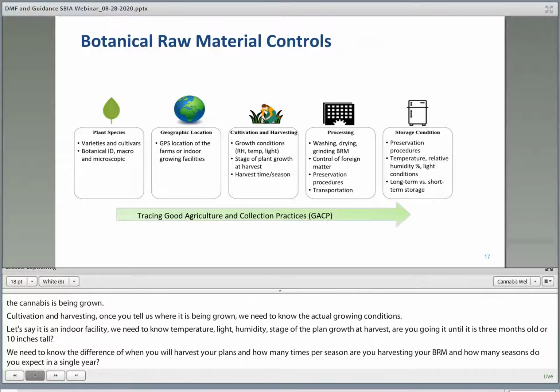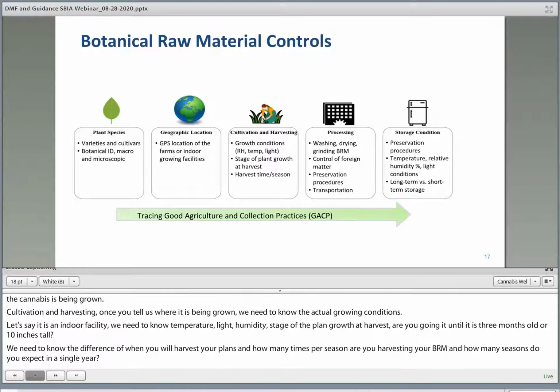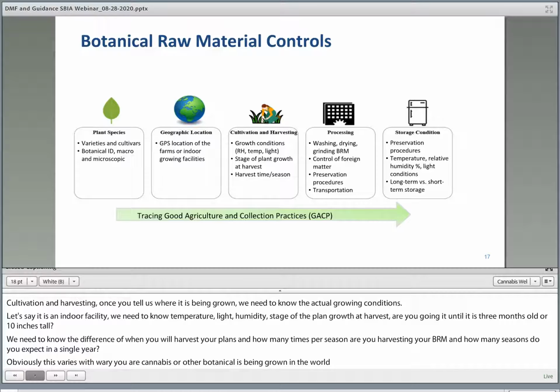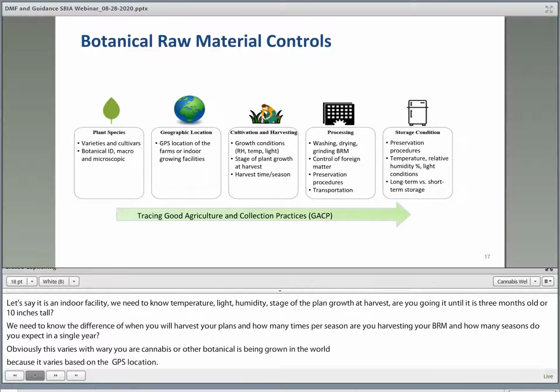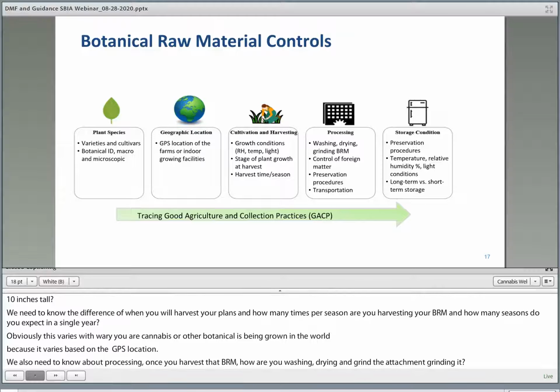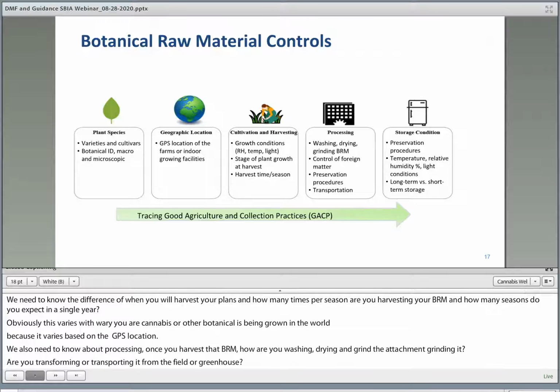We also need to know about processing. Once you harvest your BRM, how are you washing, drying, grinding that BRM? How are you controlling for foreign matter, your preservation procedures? How are you transporting it from the field or maybe a greenhouse somewhere? And then your storage, again, your preservation procedures once you have it at your storage facility. What is the temperature, relative humidity, light? What are those conditions? Do you have long-term storage? Do you have short-term storage?